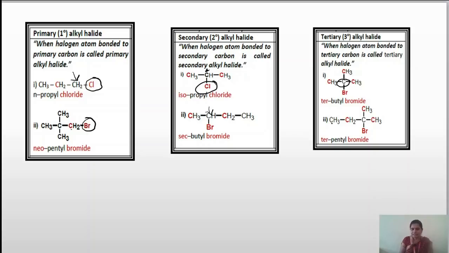Now in this example, CH3CH2C(CH3)2Br, this carbon is tertiary carbon because this is attached to these three carbons, and this bromine is directly attached to this carbon. So this is the example of the tertiary alkyl halide.